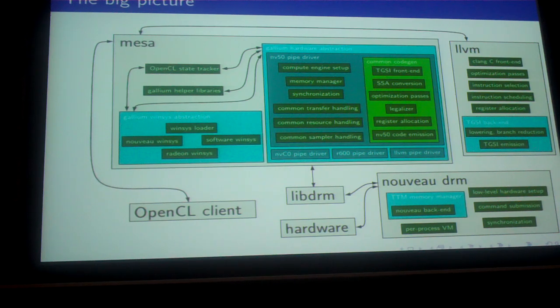As we can see, this picture could use many improvements because there's a lot of code being duplicated, stuff being done twice. For example, we have this generic instruction selection and register allocation logic that, in theory, could be used for, for example, an R600 driver, but right now it's re-implemented again by our code. So it's a pity that it's this way. That's the way it is.